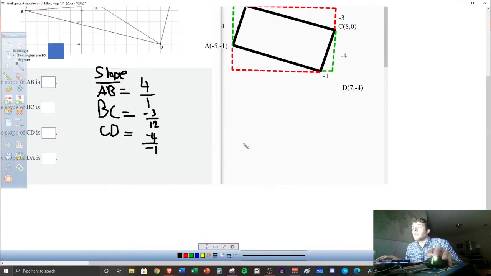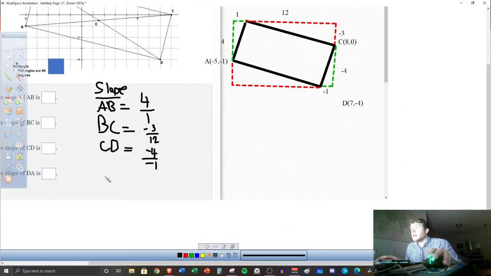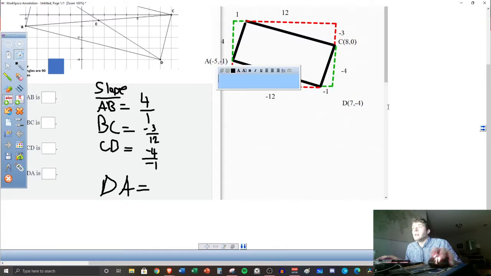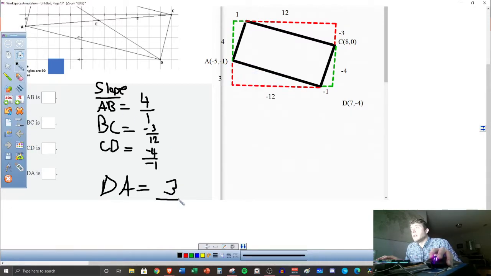Okay, good. Last one we need is this from D to A. So let's do that one. It goes -12 back. You go from 7 to -5, you're taking away 12 on the x value. And then -4 to -1 is positive 3. So the rise is 3 over -12.